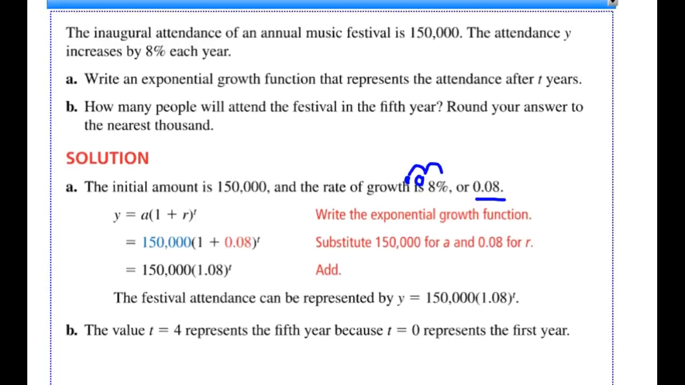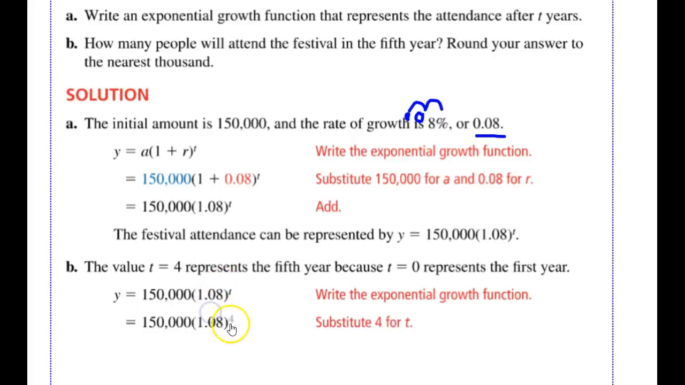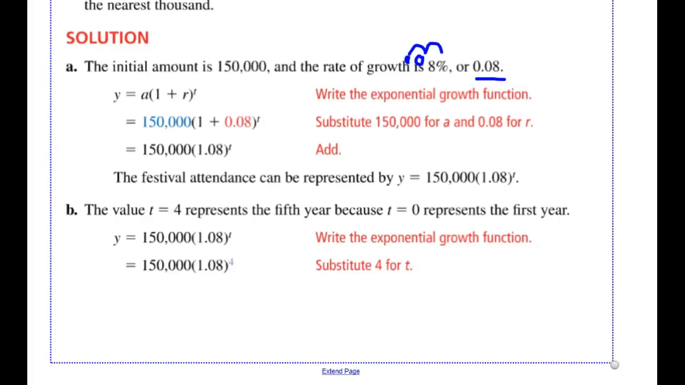So then in part B, I was asked to find the 5th year. So here's the thing that we have to keep in mind. We're going to use t equal 4. Because when t equals 0, that's the first year. Because remember, anything to the 0 power is 1, and so that would give us our initial amount in the first year. So we're talking 4 more years. That's what this t equals 4. So I have my function that I found above, and all I do is substitute 4 in for t, and then I go ahead and I simplify that.